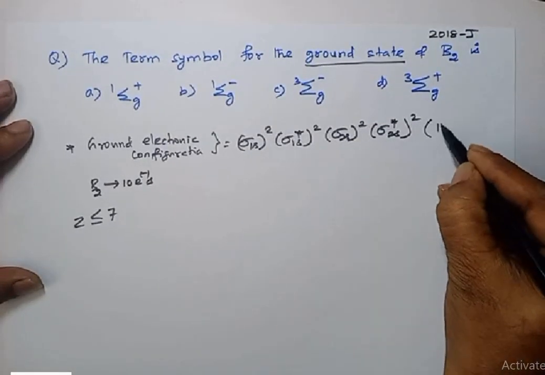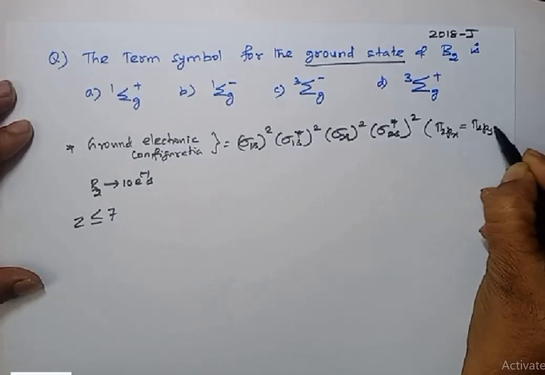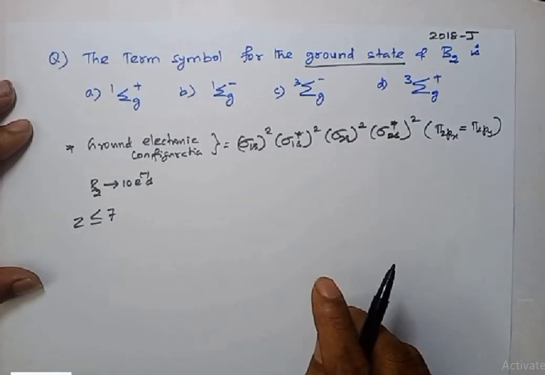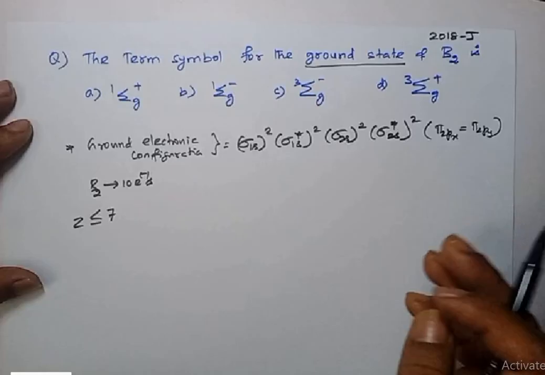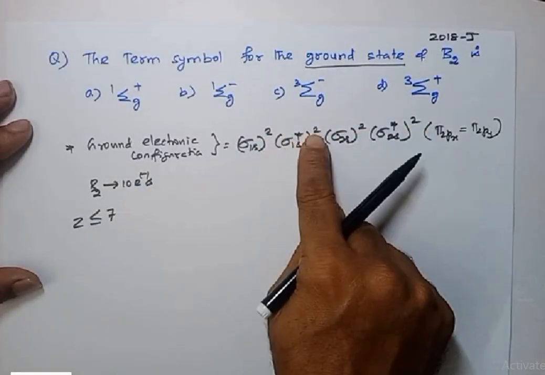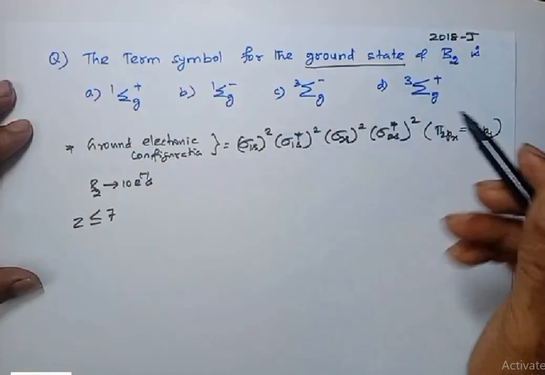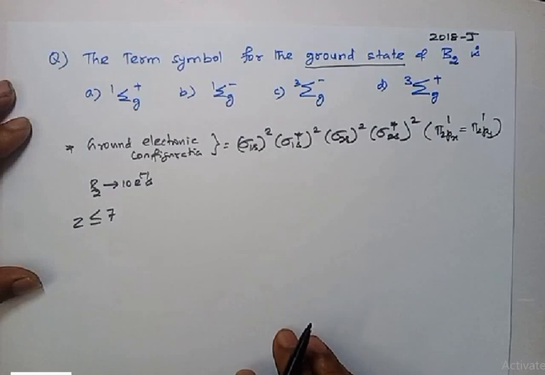So I'll write here pi 2px, pi bonding, pi 2py, they are having the same energy. The pi bonding orbitals will come first, then the sigma orbital. So I have only 10 electrons. I have already filled 8 here. See, 2, 4, 6, 8. I have 2 more, so I'll place 1 electron here and 1 electron here. This is the ground state configuration.